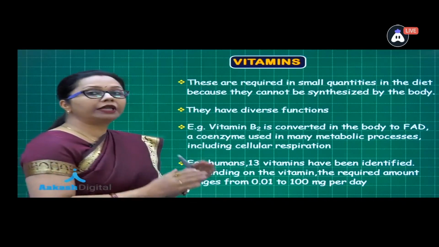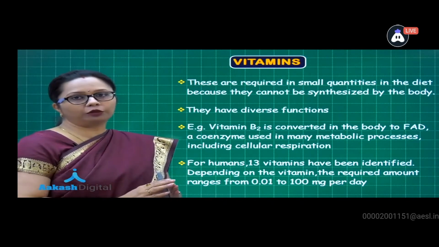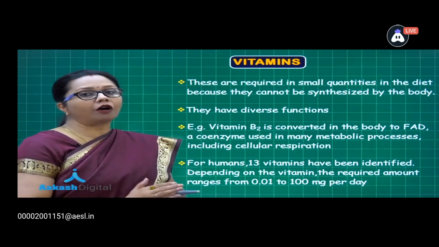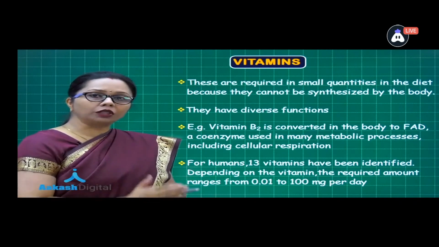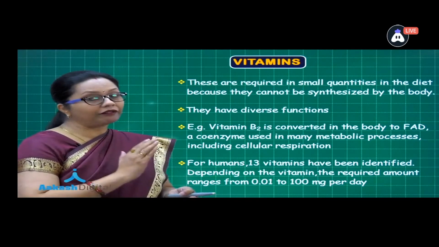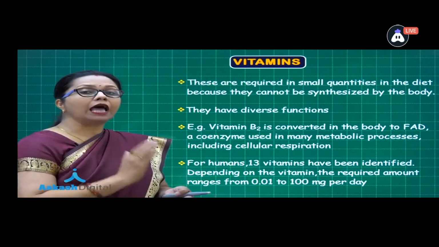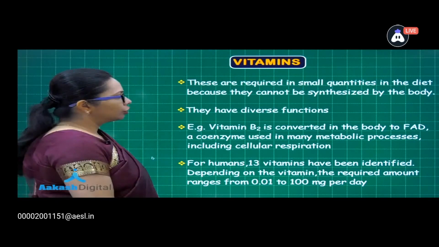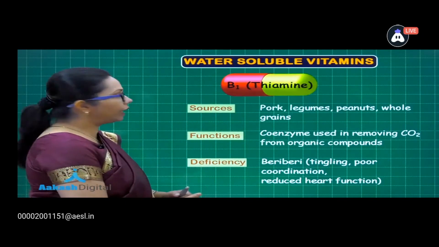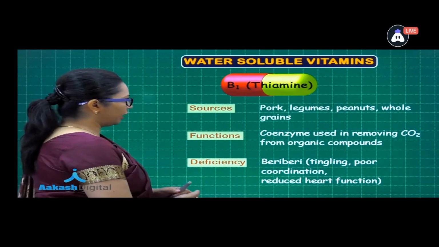Now these vitamins, they are classified on the basis of their solubility. Some of them are water soluble and some of them are fat soluble. Now the water soluble vitamins are the entire B complex, which is having number of vitamin B's and C. So first of all, we begin with water soluble vitamin, and the first one, that is B1, thiamine.